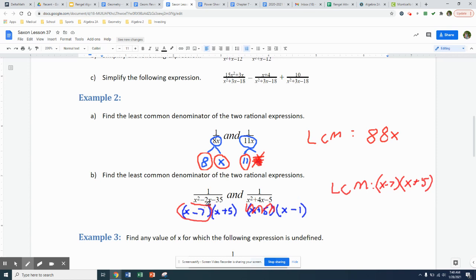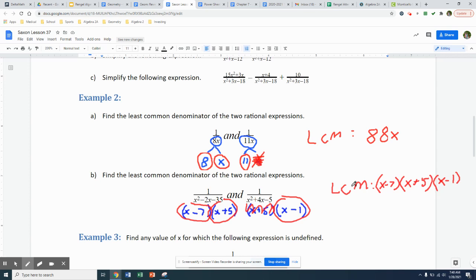And then lastly, I've got another factor here, x minus 1, and that's the only factor of x minus 1, so that's going to be my last factor. So those are my three different factors, and those are going to create that LCM. So there's my LCM, and we are just going to leave it in factored form. That's fine. x minus 7, x plus 5, x minus 1, that's going to be my LCM.